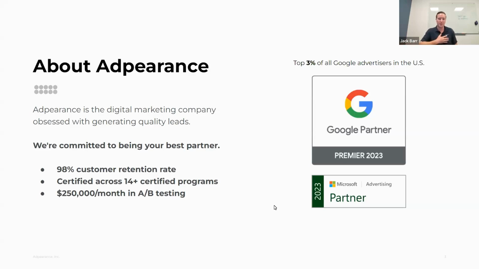Now, I've talked a little bit about myself. I want to jump into a little bit about Adpearance. When I think about Adpearance, I really think that there are two things that separate Adpearance from a lot of other providers that are out there. One is the technologies that we have, but the other side of the coin is really that client experience.